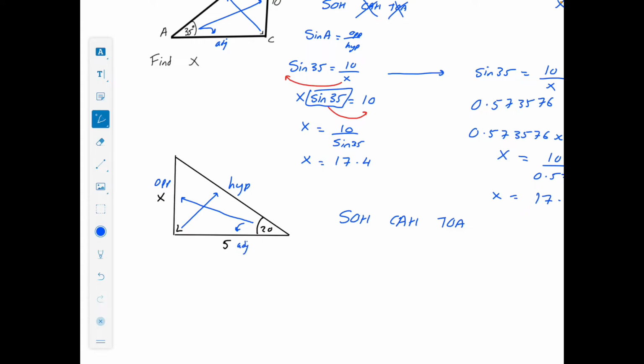Now in this one, the hypotenuse, I don't know it, and I also don't want to find it. So any formula with hypotenuse we're not going to think about, so that crosses out those two. So the version we're going to use is going to be tan A, tan of the angle is equal to opposite, which we'll find in a second, over adjacent. So we end up with tan 20 is equal to x all over 5.